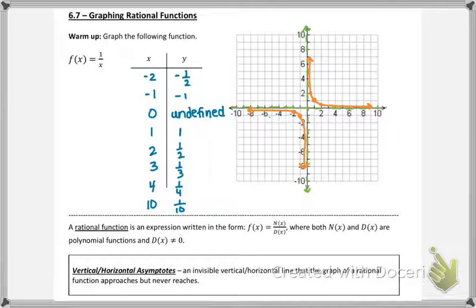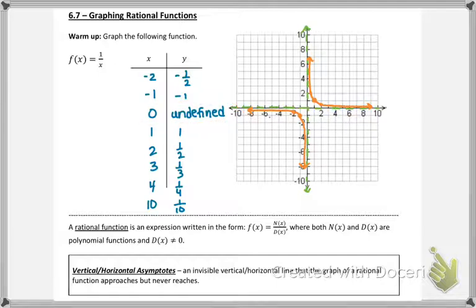So a rational function is just an expression written in the form f of x equals n of x over d of x, basically a fraction where the numerator and denominator are both polynomials. And because we have a fraction, we want to make sure that the denominator can never be equal to 0. And that's why at 0 it is undefined.